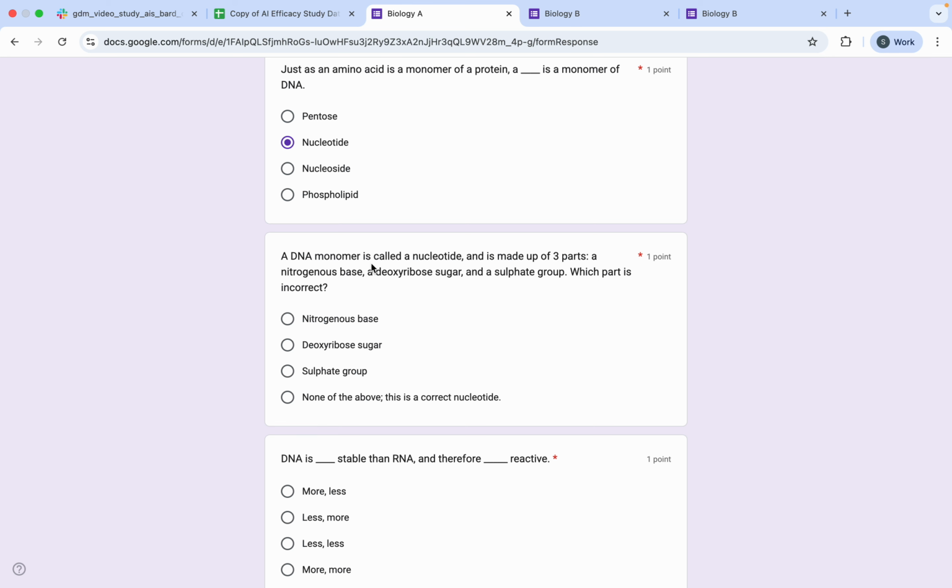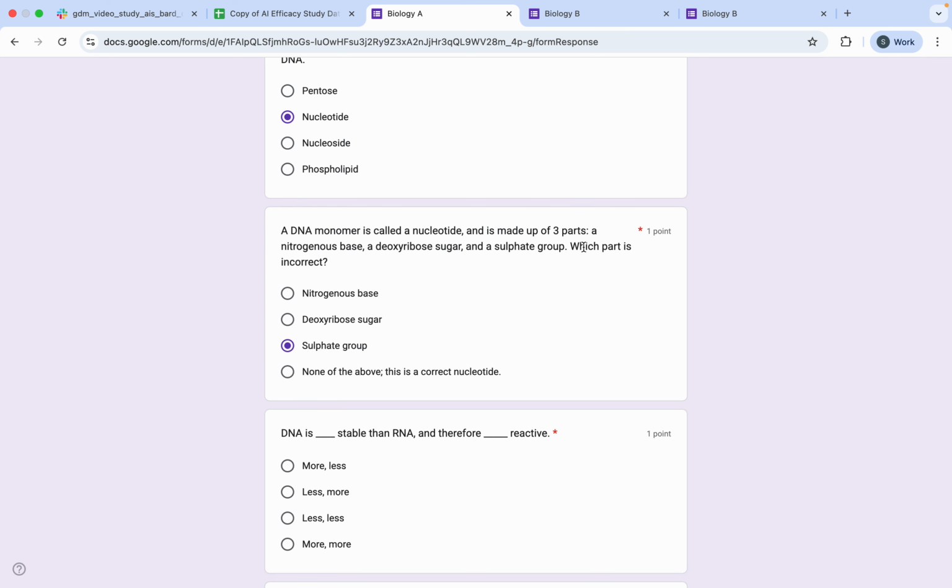Next, a DNA monomer is called a nucleotide, and it is made up of three parts: a nitrogenous base, a deoxyribose sugar, and a sulfate group. Which part is incorrect? So the question asks for the incorrect one. Deoxyribose sugar, yes, it is a part of DNA. Nitrogenous bases also are a part. Sulfate group, I think sulfate group is the wrong one.